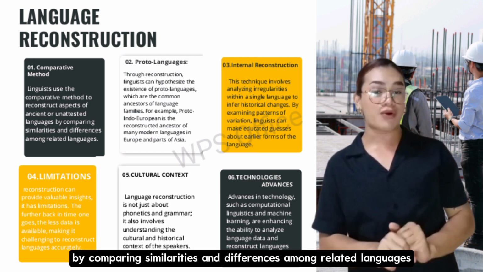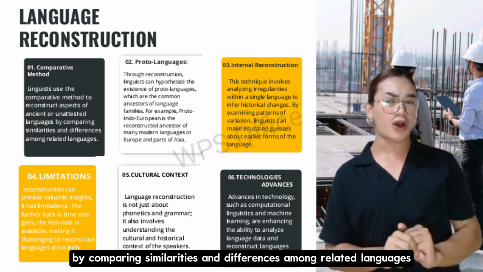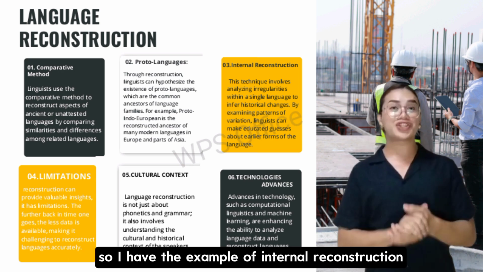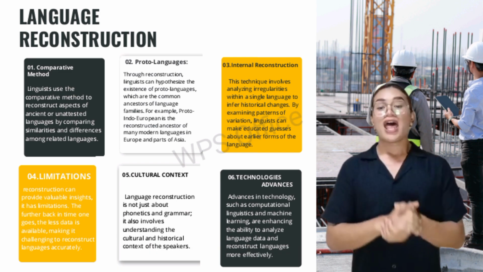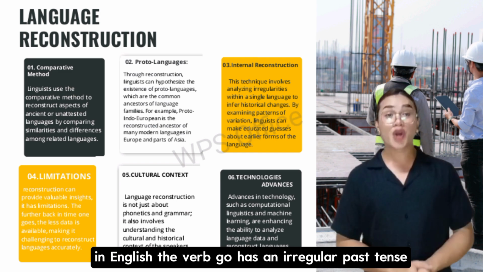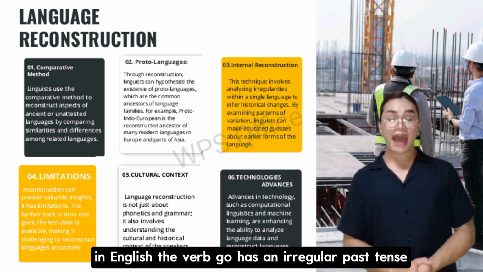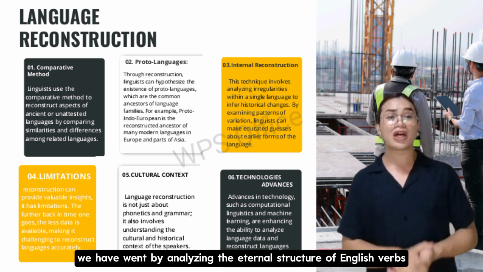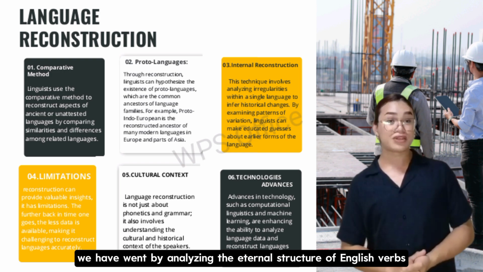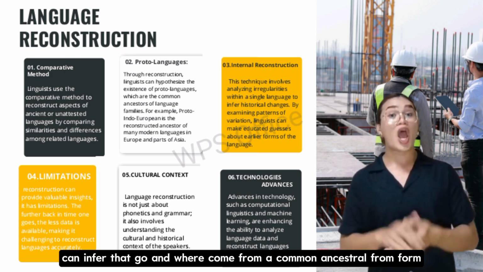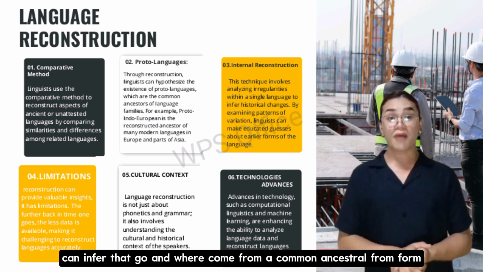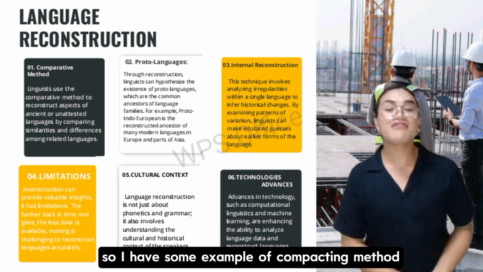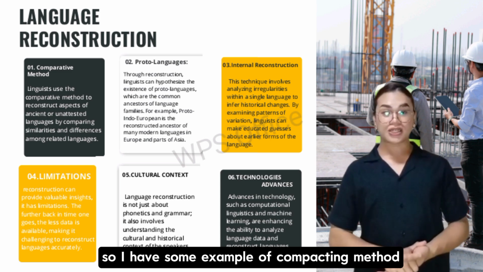untested languages by comparing similarities and differences among related languages. So I have an example of internal reconstruction. In English, the verb go has an irregular past tense. We have went. By analyzing the internal structure of English verbs, linguists can infer that go and went come from a common ancestral form.